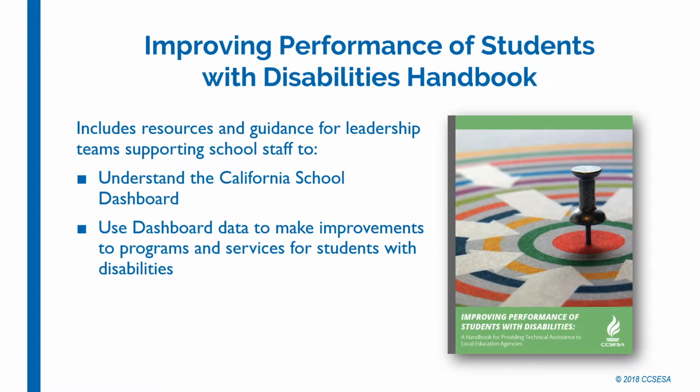The Improving Performance of Students with Disabilities Handbook was created in partnership by El Dorado County Office of Education and Sacramento County Office of Education for publication by the California County Superintendent's Educational Services Association, also known as CCSESA. The handbook provides resources and guidance for leadership teams supporting school staff to understand the California School Dashboard and use the data presented on the dashboard to make adjustments to programs and services for students with disabilities within an improvement process.